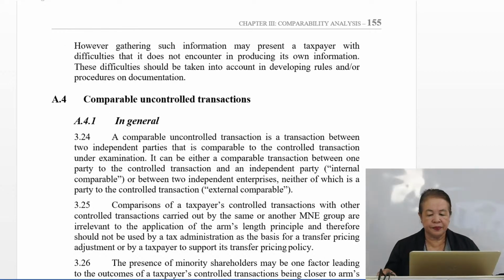Okay. So, let us just finish this, no? It's comparable uncontrolled transactions in general, no?